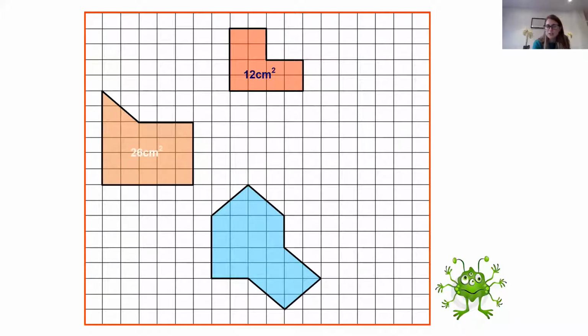Now, as you can see, some of them have some half squares. And with halves, all you need to remember is 2 halves make a whole. So you'd add them all up.